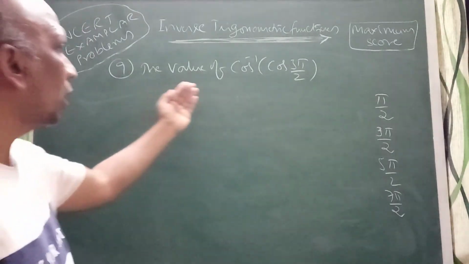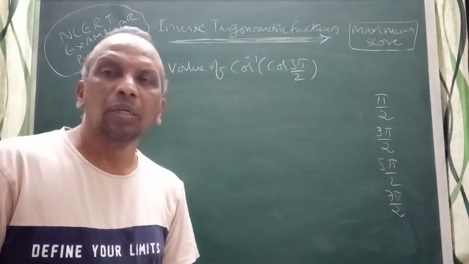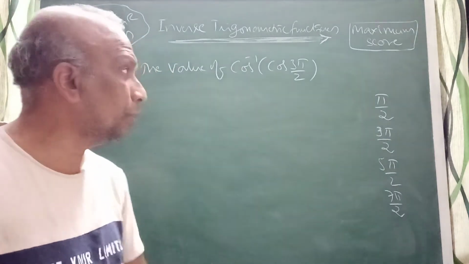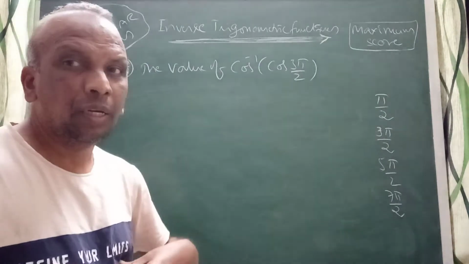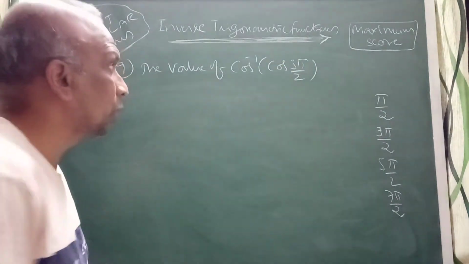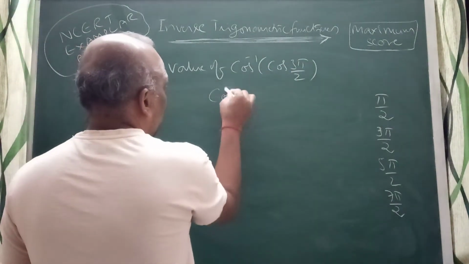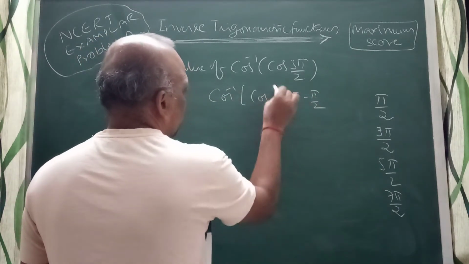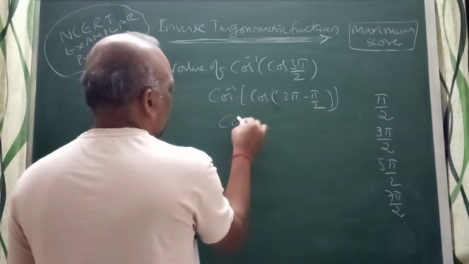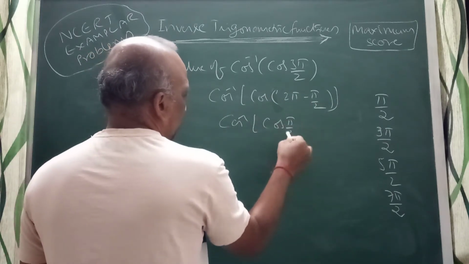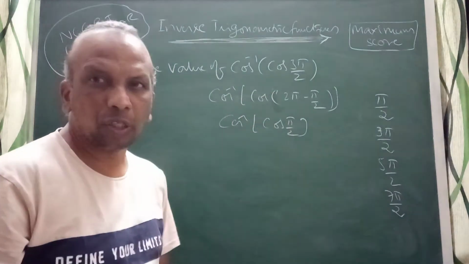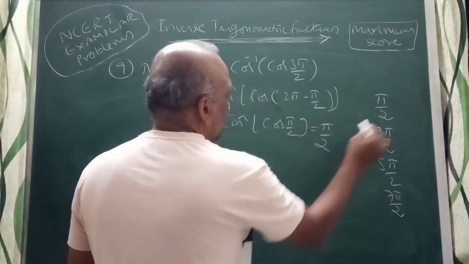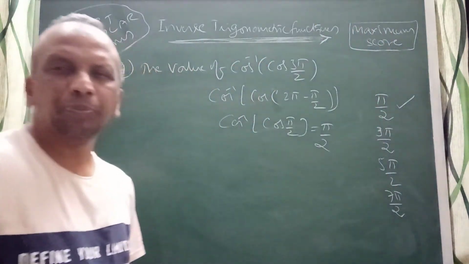When you are thinking about cos inverse of cos theta, the restriction is that theta belongs to the closed interval 0 comma pi. We follow this theta. But here we have 3 pi by 2. What can I do? I can write this 3 pi by 2 as 2 pi minus pi by 2. So it becomes cos inverse of cos pi by 2, fourth quadrant. Then cos inverse of cos pi by 2 gives pi by 2. Our answer is pi by 2.